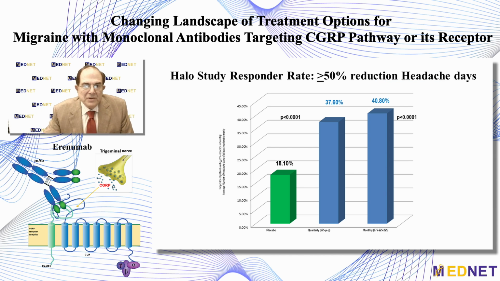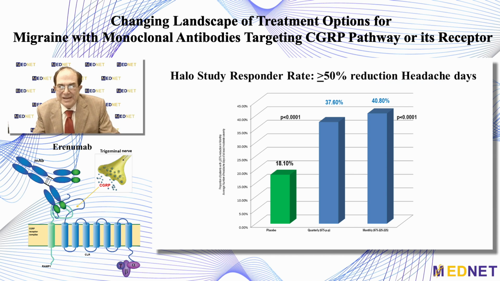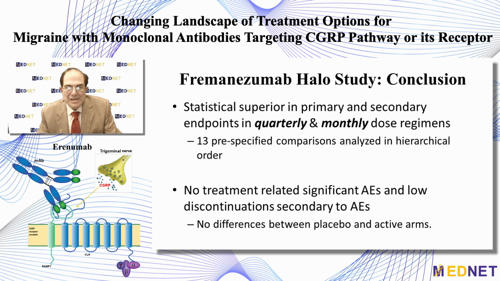If you look at the responder rate for 50% reduction, in this study it was close to 40% in both groups and about 18% in placebo. We can conclude that it was effective and statistically superior to placebo when given monthly or quarterly, and there are no significant treatment-related AEs, and there's very low discontinuation secondary to adverse events. In particular, there's no difference between placebo and active arms.